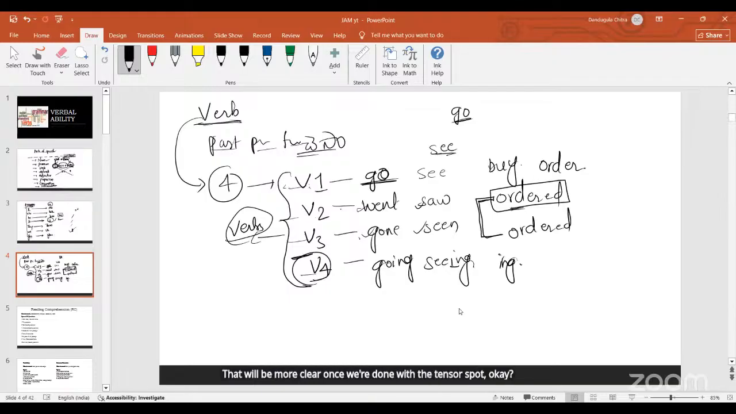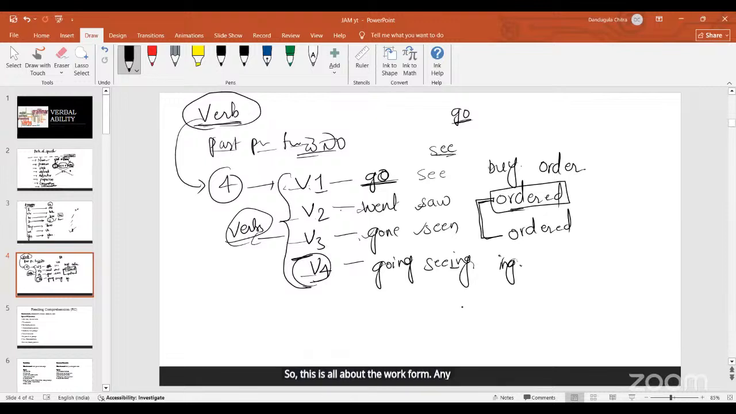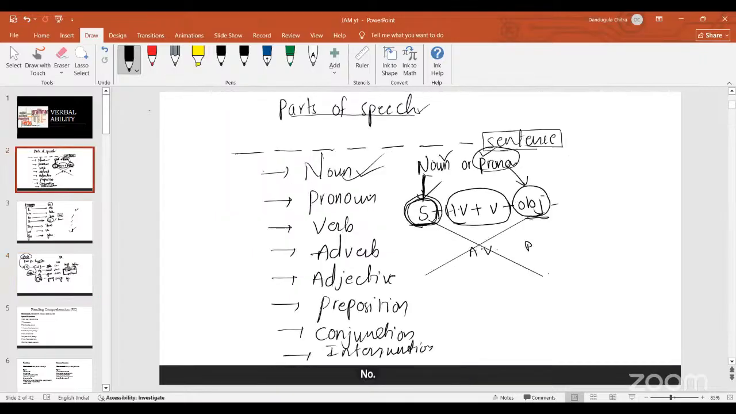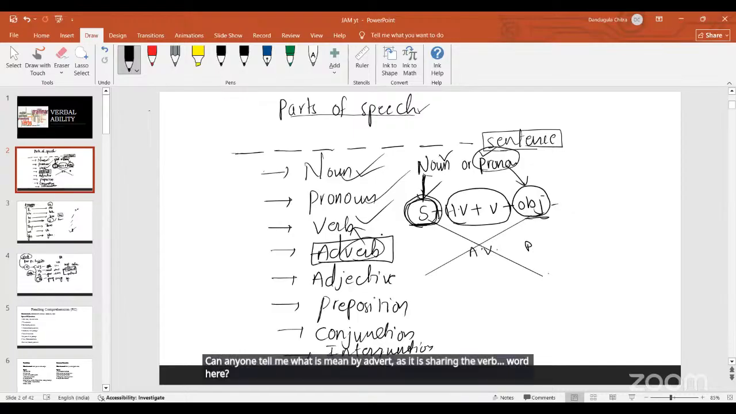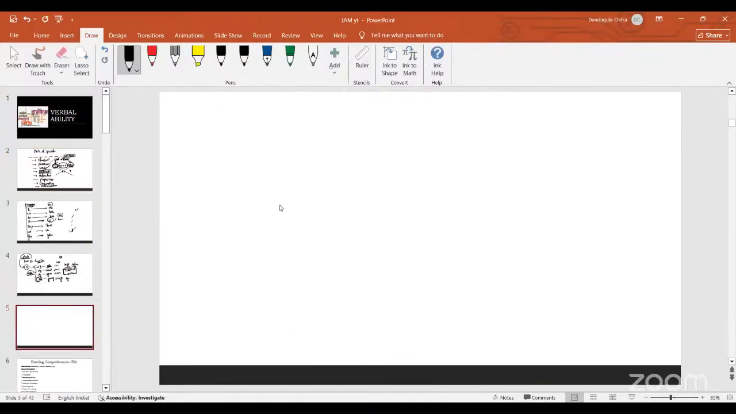Okay. So this is all about the verb form. Any word that indicates an action is nothing but a verb. Now, noun is done, pronoun is done, verb is done. Can anyone tell me what is meant by adverb, as it is sharing the verb word here? What is meant by adverb? Yes, it modifies the verb, or simply describes the verb.